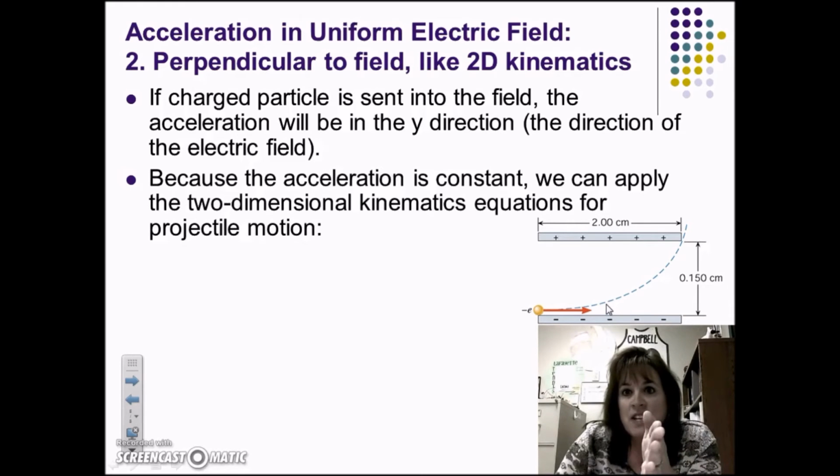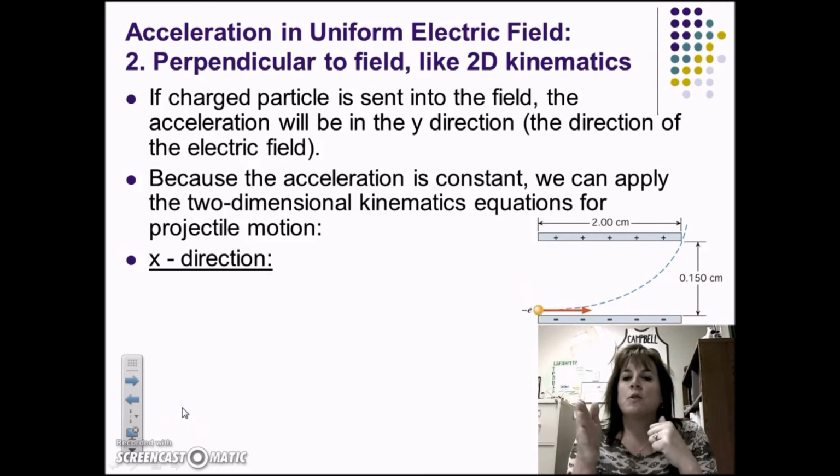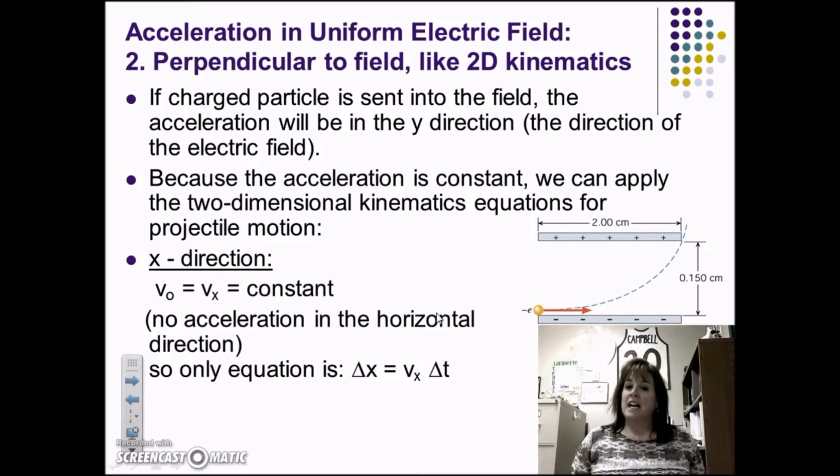Now, in the y direction, that acceleration is constant, so we can use our kinematic equations. But because things are going on in 2 dimensions, we have to look at the x separate from the y. So in the x direction, right, there's no force this way. So the force is only in the vertical direction. So in our x direction, that means there is no force, which means there's no acceleration. So that means the velocity is constant, just like with projectile motion.